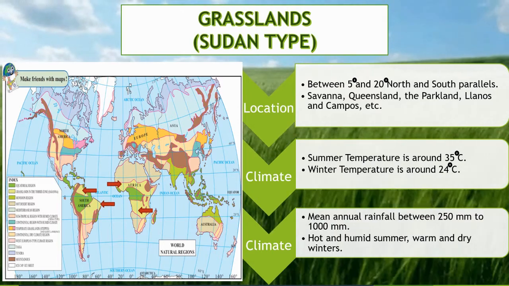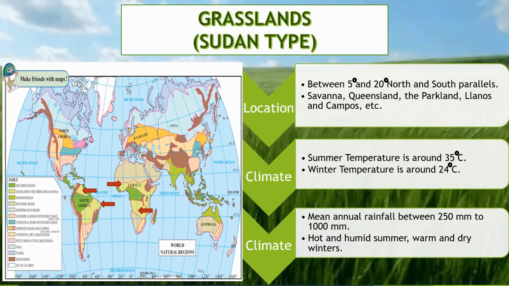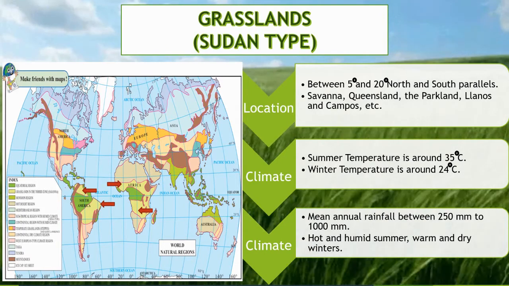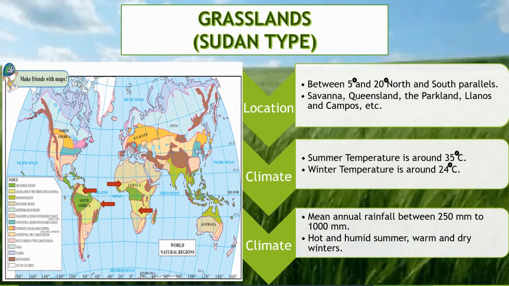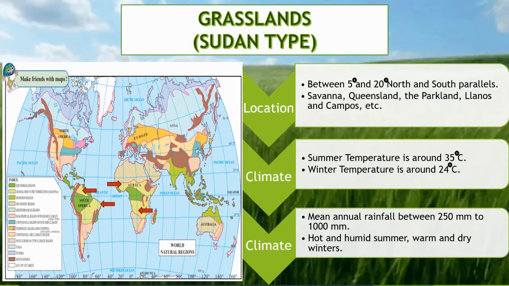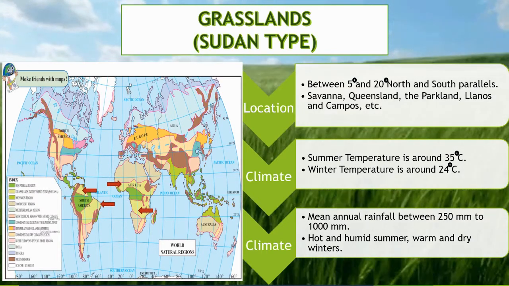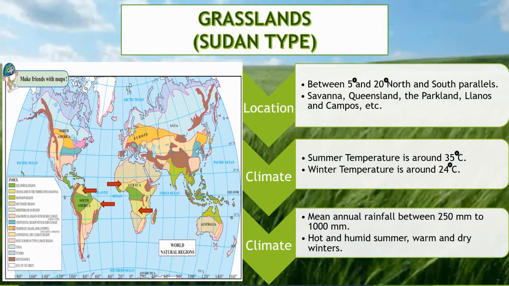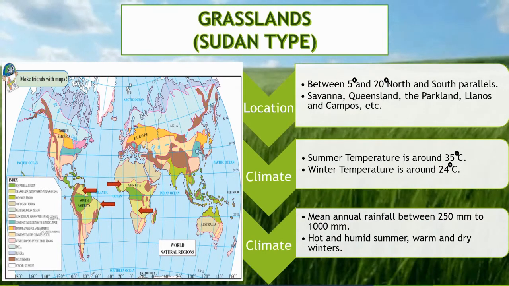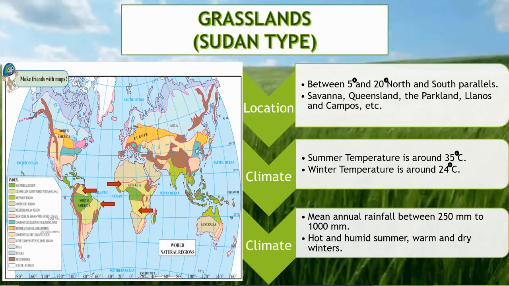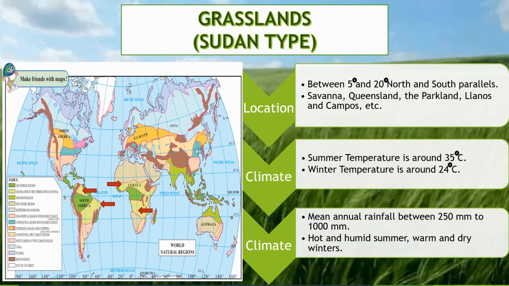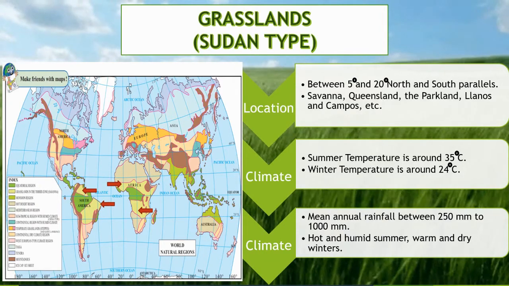The summer temperature is around 35 degrees Celsius. The winter temperature is around 24 degrees Celsius. It has rainfall between 250 millimeters to 1000 millimeters. The climate is hot and humid during the summers and warm and dry during the winters.